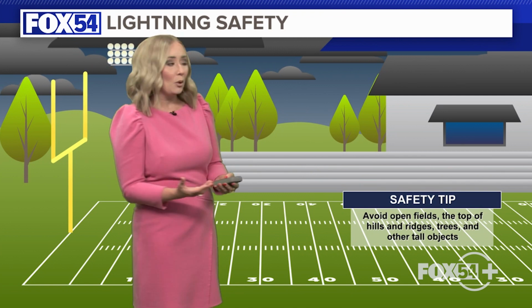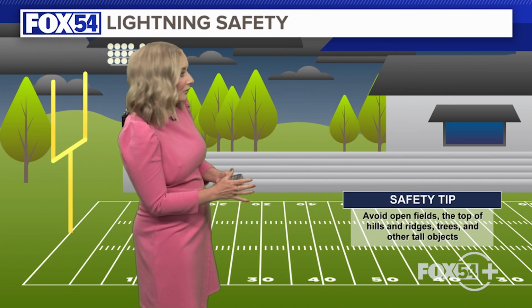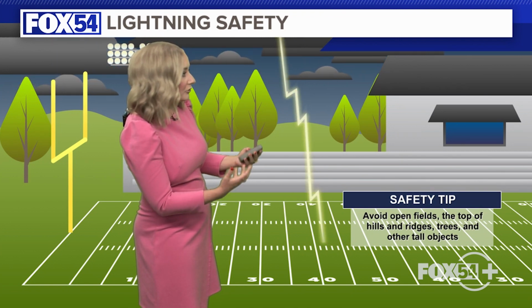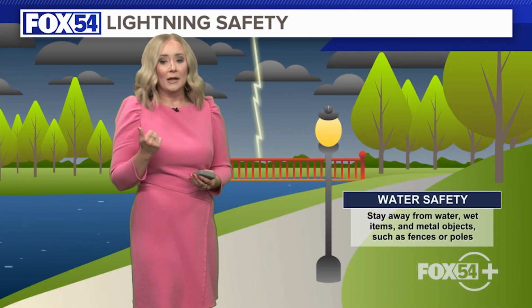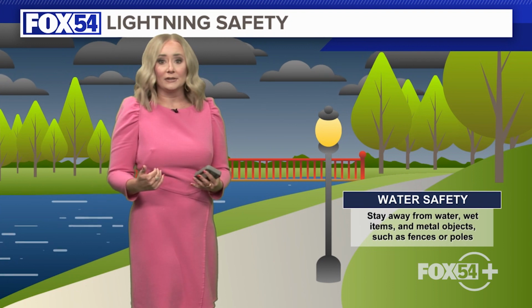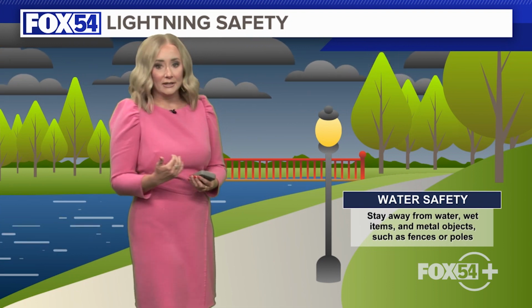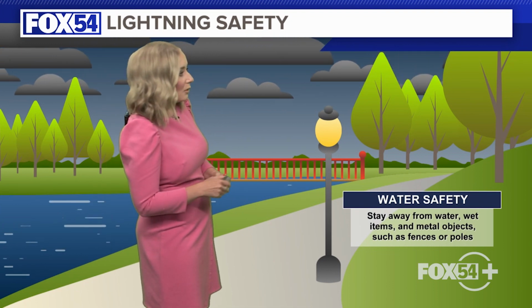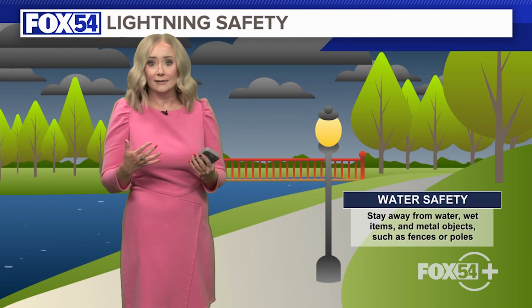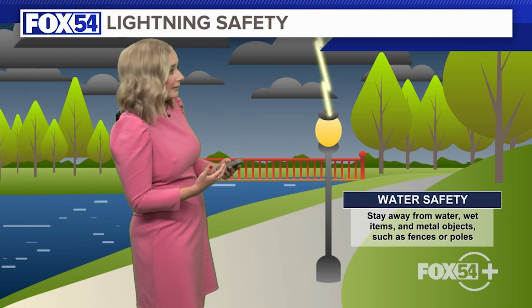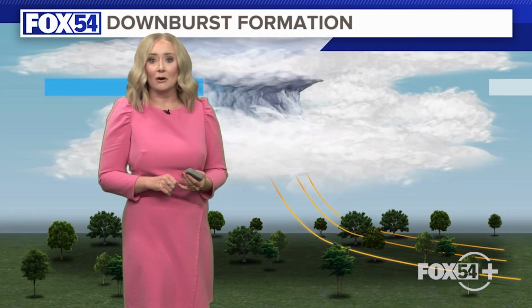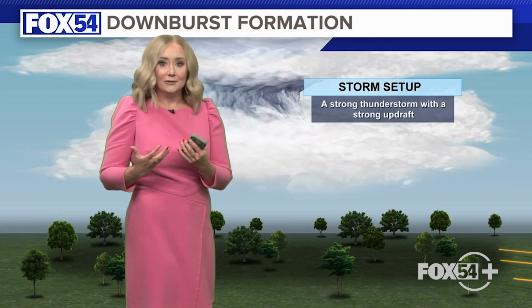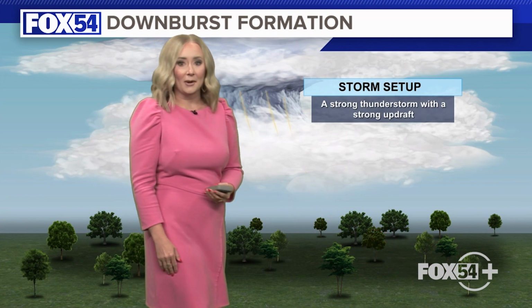So here are a few safety tips. You want to avoid open fields, the top of hills, obviously bridges, trees, other tall objects, ridges within mountains as well. Water safety. I know a lot of us like to spend the summer outdoors in the water, so obviously you want to stay away from the water because water acts as a conductor for lightning. And you want to stay away from metal objects such as poles, fences, umbrellas. We always like to talk about those as well.